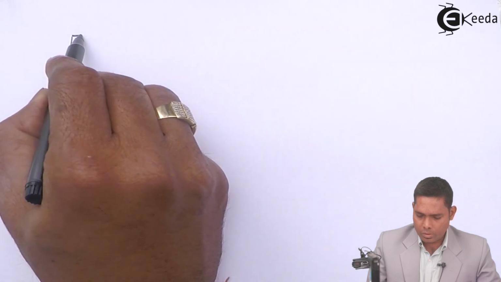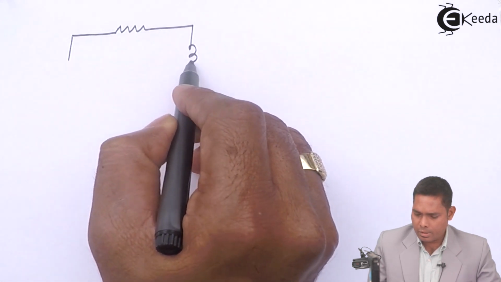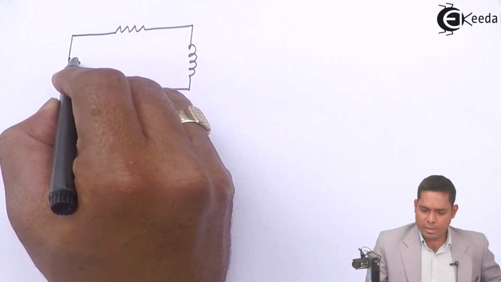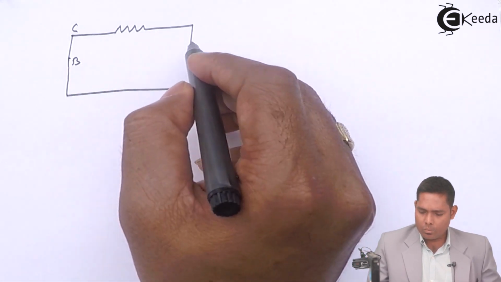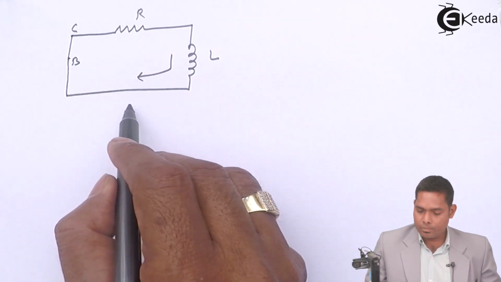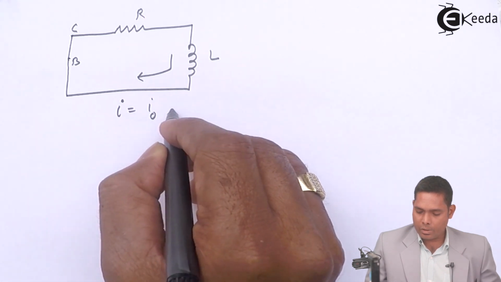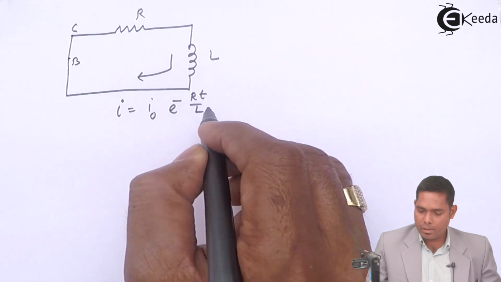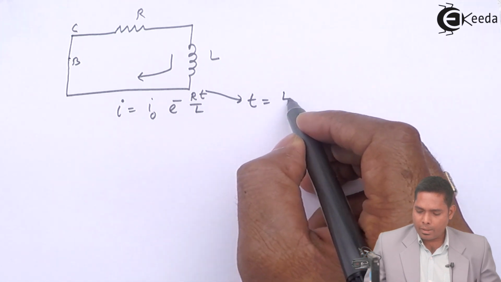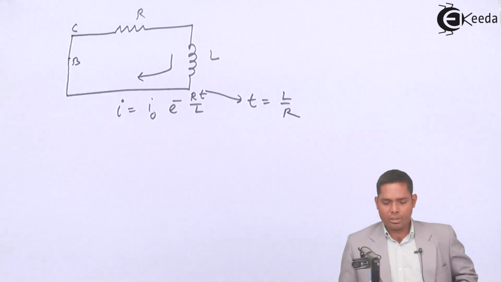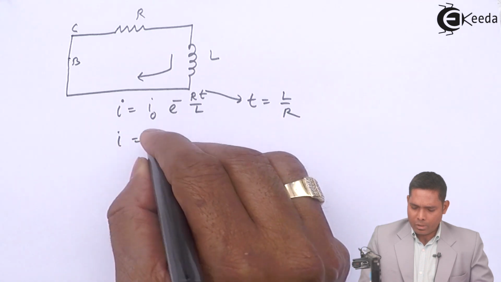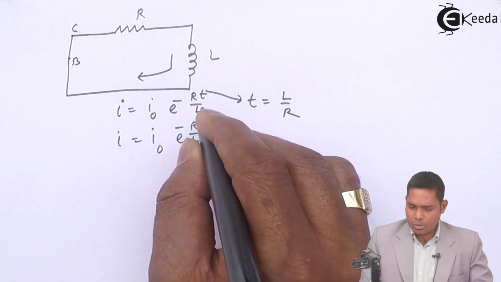If I know the current flowing at that time, then I can multiply with the resistance to get the voltage drop. So the resistance is over here and the inductor is here, and this is closed. Points B and C are connected, something like that. Now the current is in this direction, and this is R and this is L, and the current at any time is equal to I naught e raised to minus Rt divided by L. So putting the value of t equals L by R given in the question, you will get the current flowing at that time: I naught e raised to minus R over L into L over R.